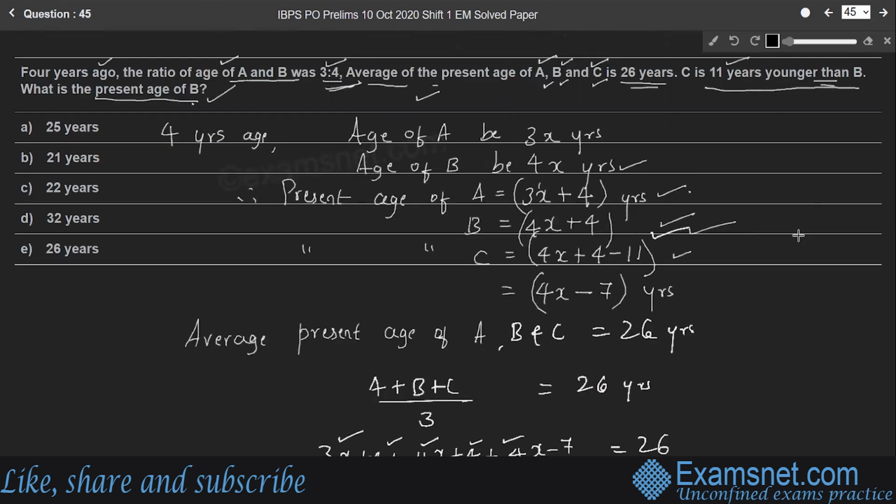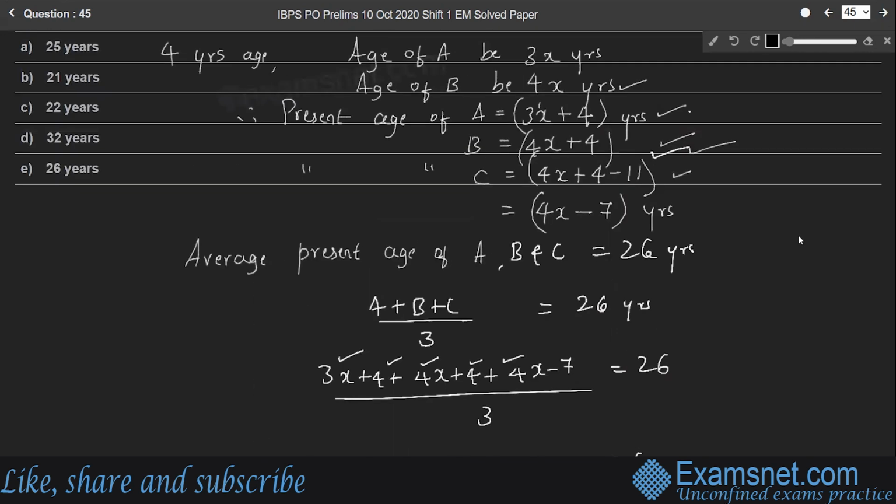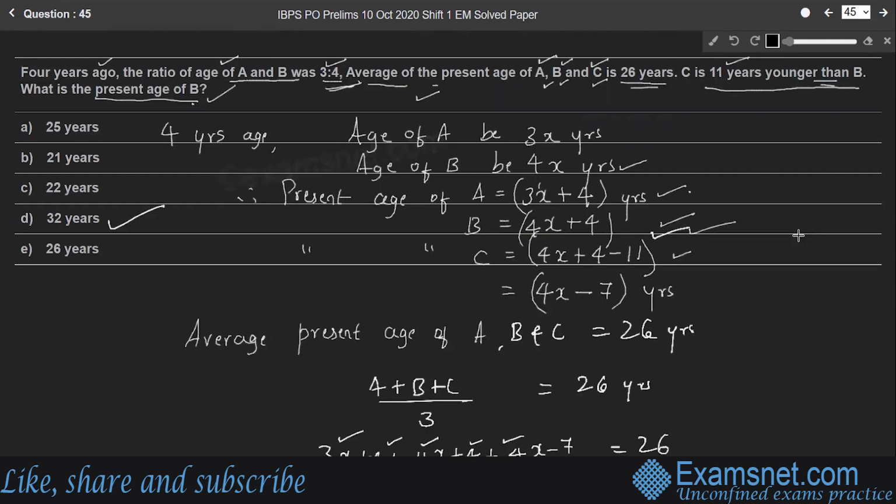That is B's present age, right? Therefore, B's present age is 4x plus 4. Present age of B is equal to 4x plus 4, which is 4 into 7 plus 4, which is 28 plus 4 is 32. Therefore, B's present age is 32 years. Option D.